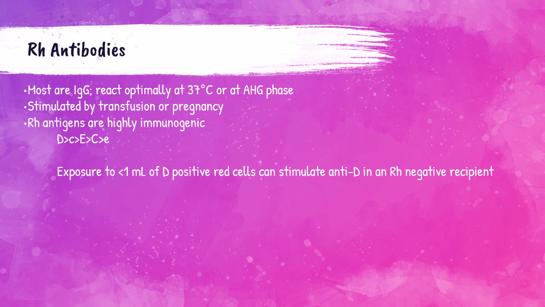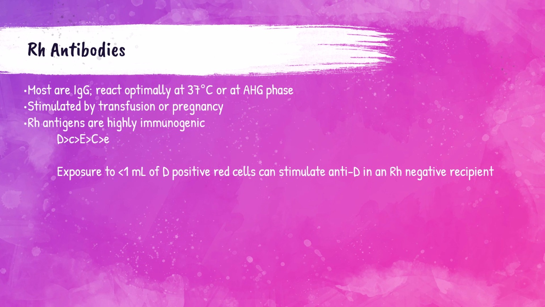So I said an Rh negative recipient, so let's think here. Why only Rh negative patients? Can an Rh positive patient develop an anti-D? So no, the answer is no here. If the patient is positive for any antigen, they do not have the ability to develop an antibody against that specific antigen. And the reason for that is that it has to be a foreign antigen in order for an antibody to form. So the body has to recognize an antigen is foreign in order for the antibody specific for that antigen to be developed.